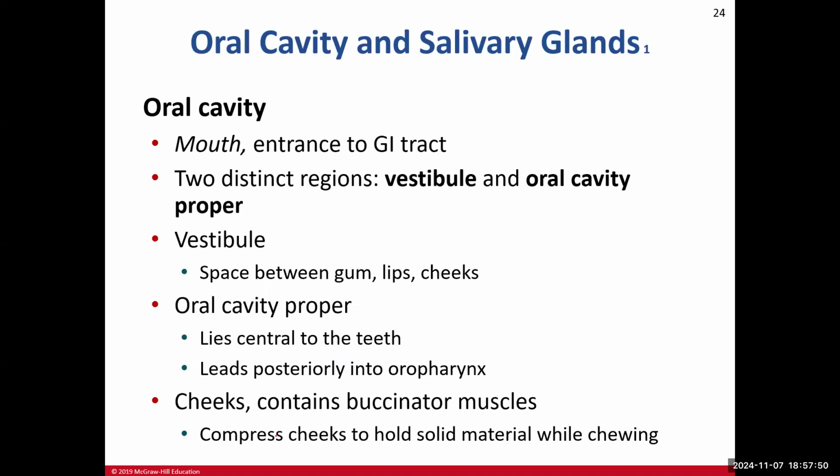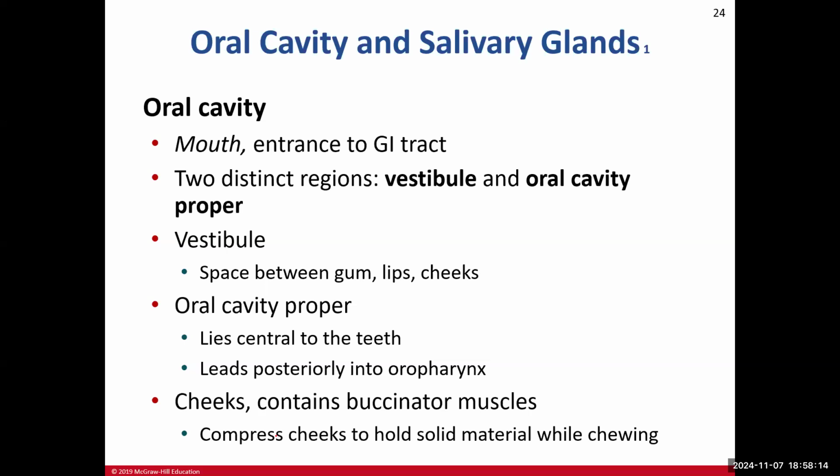And then anything on the inside of your teeth, that's going to be the oral cavity proper, I guess you would want to call it. And here is where we're going to do a lot of the mechanical digestion. This is where a lot of your salivary glands, the openings to their ducts, are going to be releasing their secretions as you start to chew things up.